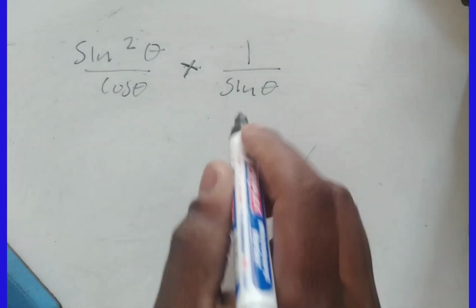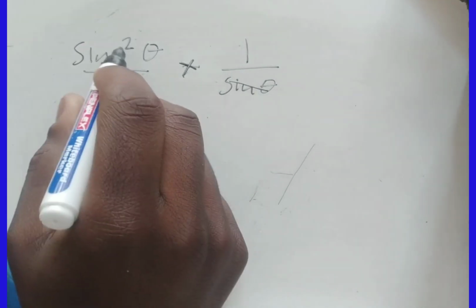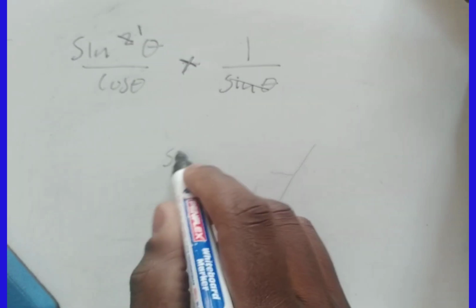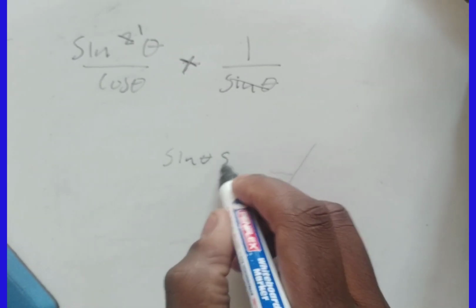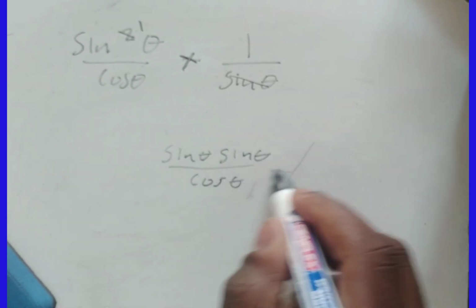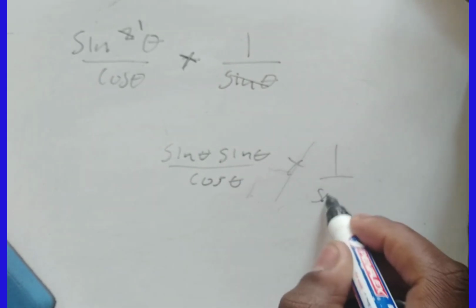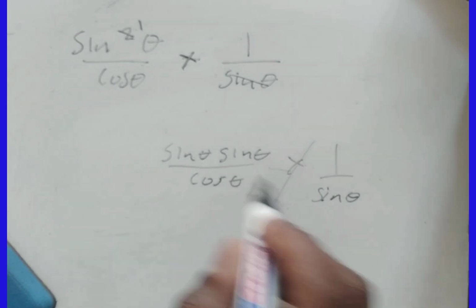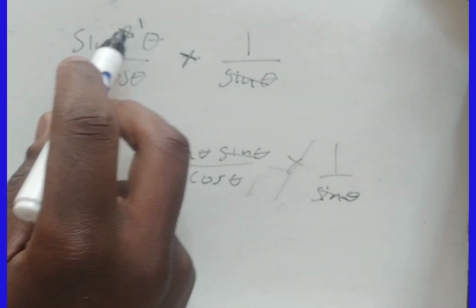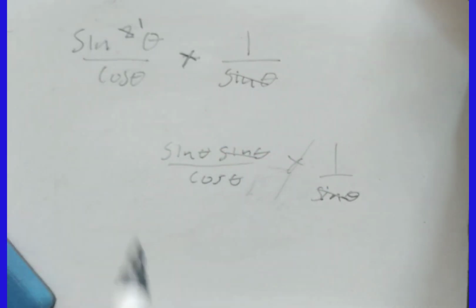So what happens is that this cancels, and it cancels one of them, so it leaves 1, right? Because sine squared is the same as sine times sine, right? If I expand it, it's the same as sine times sine over cos. So what happens here basically is this just cancels with one of them and leaves the other one. So whenever you see sine squared, it just cancels with one of them, right?